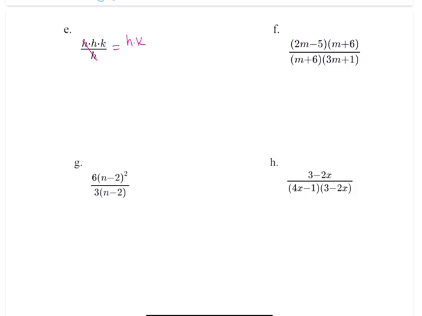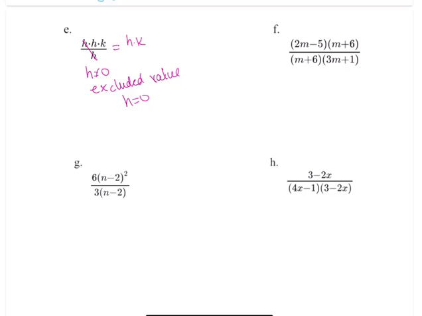We have to look at our excluded values. So we're going to look at our denominator. We know that our denominator cannot equal 0. So we know that h cannot equal 0, right? So that's our excluded value. So our excluded value is when x equals, it's not an x, it's an h. I'm killing this problem, aren't I? When h equals 0, right?